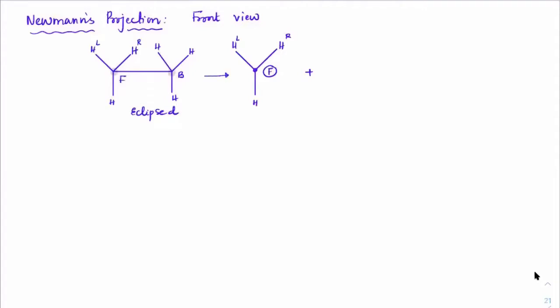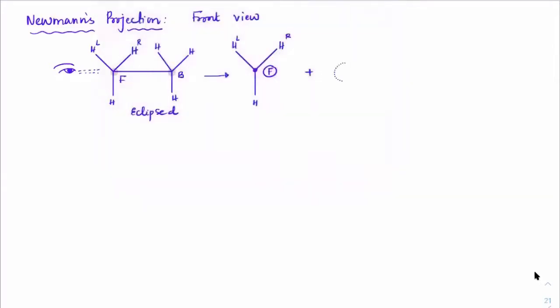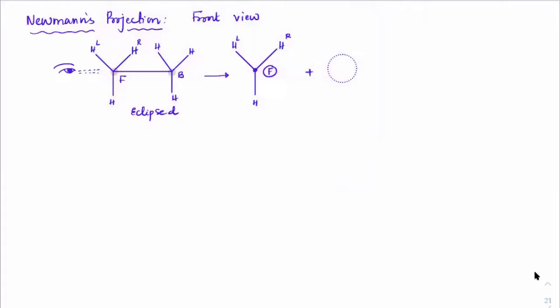So how is the back carbon? If you're trying to watch from this end, obviously this carbon can't be found. You won't be able to see this carbon, which means this carbon is just behind the front carbon. Since we can't view that, I will take that in a circular form. Got it? So this is the back carbon now.